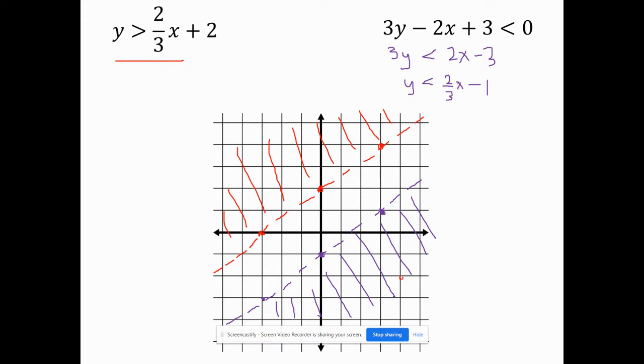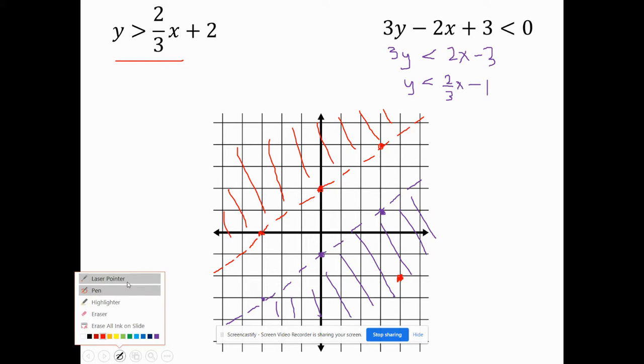Let's say the coordinates of this point does not satisfy both of these at the same time. It only satisfies one of them. So we would say this point is not a solution to the system. It's only a solution to one of them.